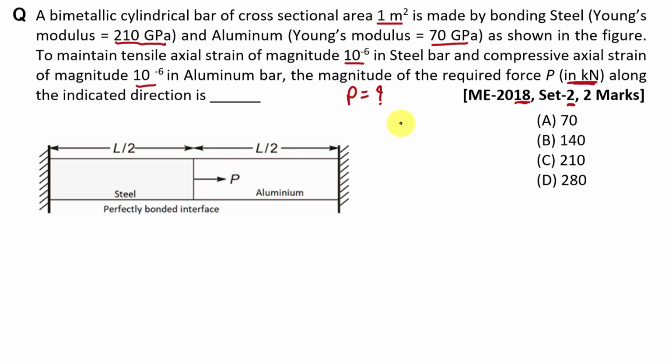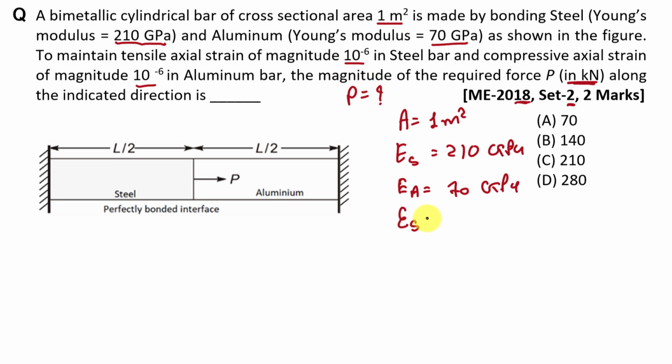Here given values are A is equal to 1 meter square, Young's modulus for steel is equal to 210 gigapascal, Young's modulus for aluminium is 70 gigapascal. This strain is also given. Value of strain for steel bar is 10 raised to minus 6. And it is given that it is tensile axial strain, means it is positive. And strain for aluminium is negative because here it is given that it is compressive axial strain. So it will be minus 10 raised to minus 6.